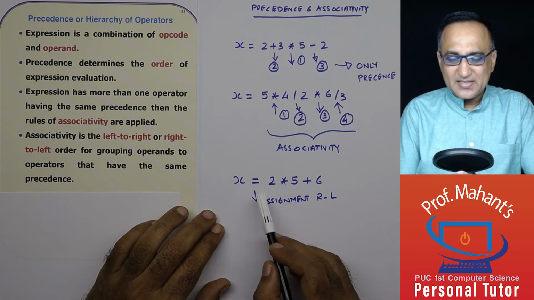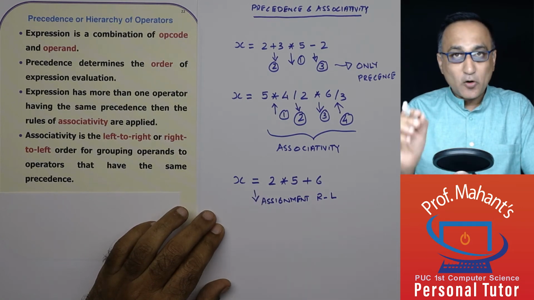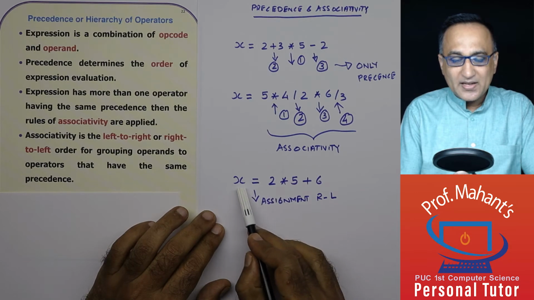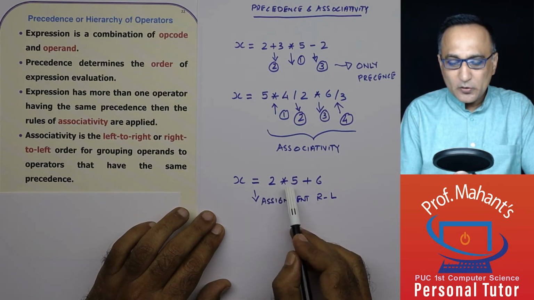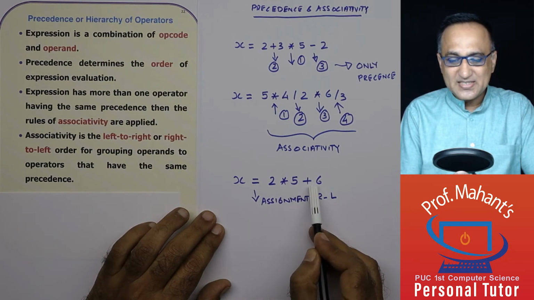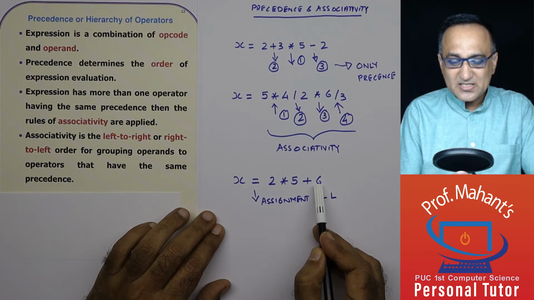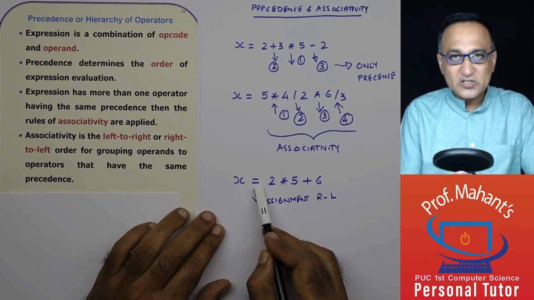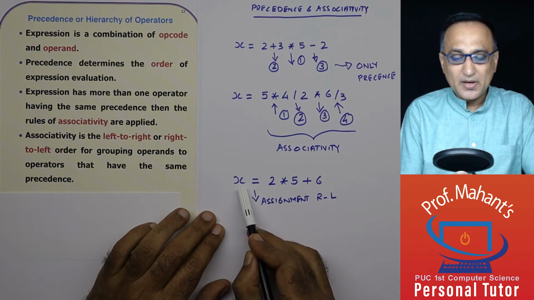Now take a look at this assignment. Assignment also is an operator. We don't directly take 2 and give it to x. We multiply 2 into 5 is 10. 10 plus 6 is 16. After 16, the last operator which gets evaluated is the assignment operator. 16 gets assigned to x.